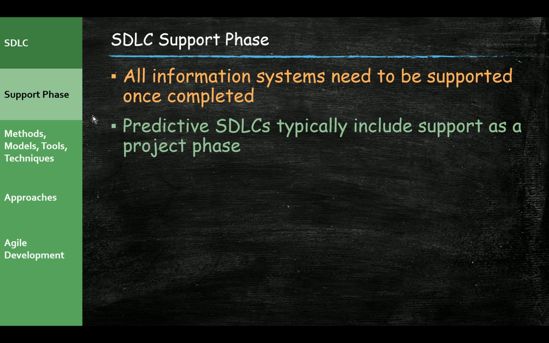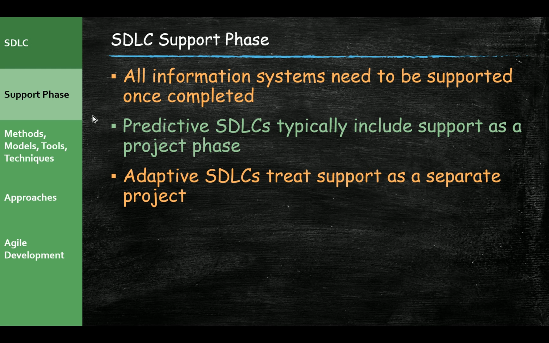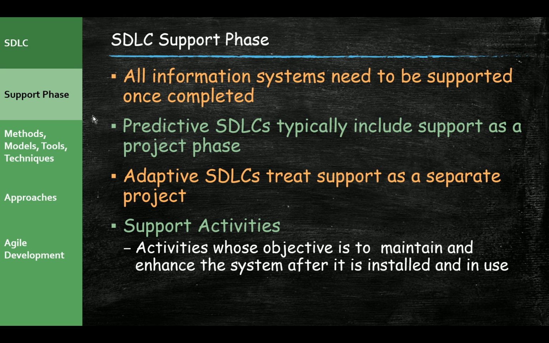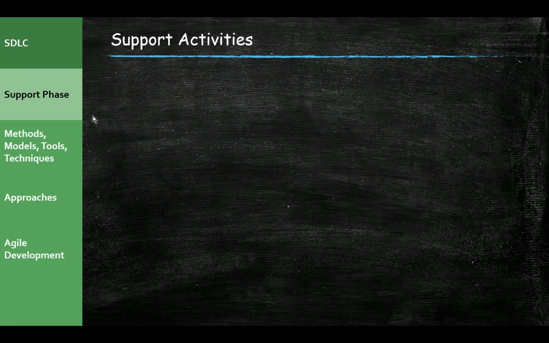In the predictive SDLC, support was one of the phases of the project. So usually in the last phase, implementation, they talk about support. But in the adaptive SDLCs, we treat support as a separate project. So we really haven't talked about support much in this course because we're focusing on an adaptive SDLC and this whole object-oriented systems analysis and design using an Agile approach that our textbook talks about. So support activities are the activities whose objective is to maintain and enhance the system after it is installed and in use.